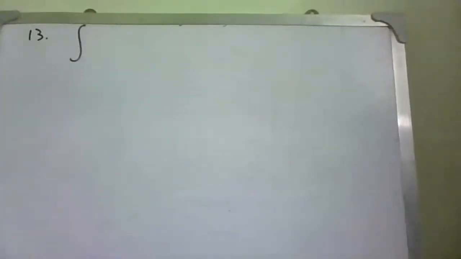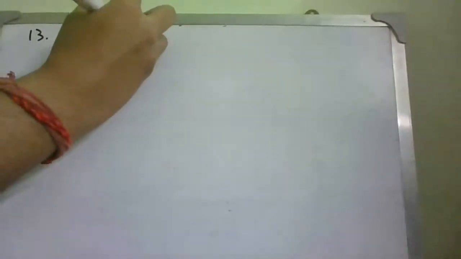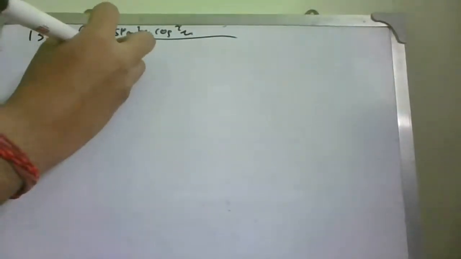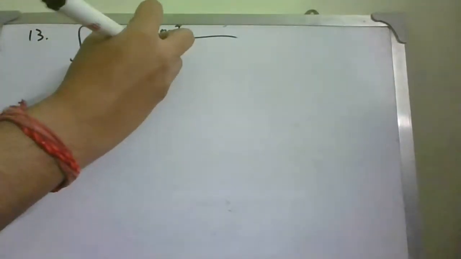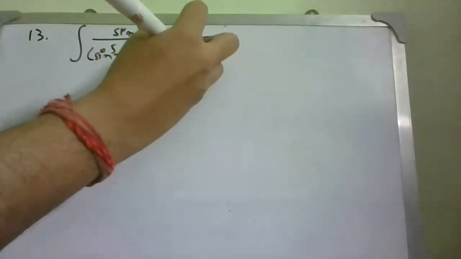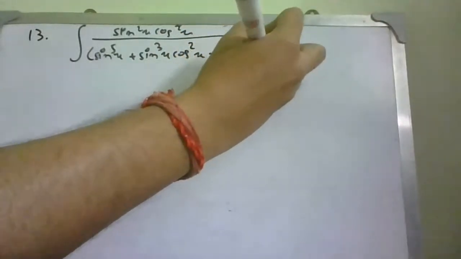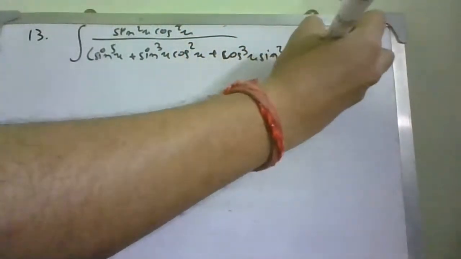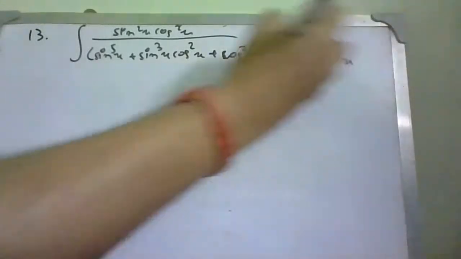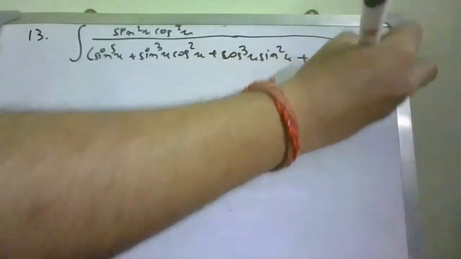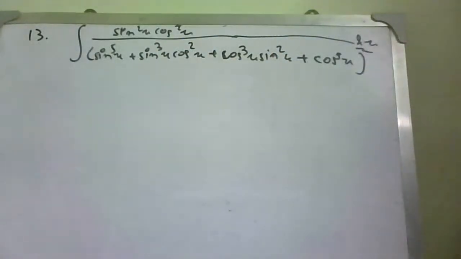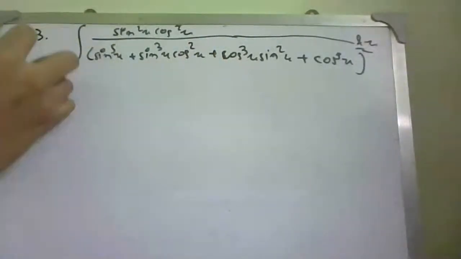Question number 13 says, we have this integral: sine square x cos square x over (sine to the power 5x plus sine cube x cos square x plus cos cube x sine square x plus cos to the power 5x) whole squared. Oh my god, what kind of sum is this? We have so many terms in the denominator. Let's try to factor them.